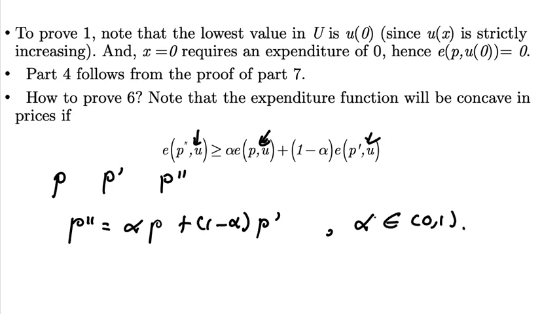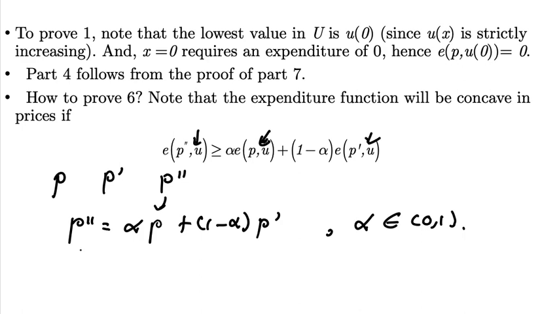Just imagine if alpha is 0.5: the weight given to P is half, and the weight given to P prime is half, to get P double prime. But if alpha is 0.3, the weight given to P is less than the weight given to P prime to get P double prime, isn't it?